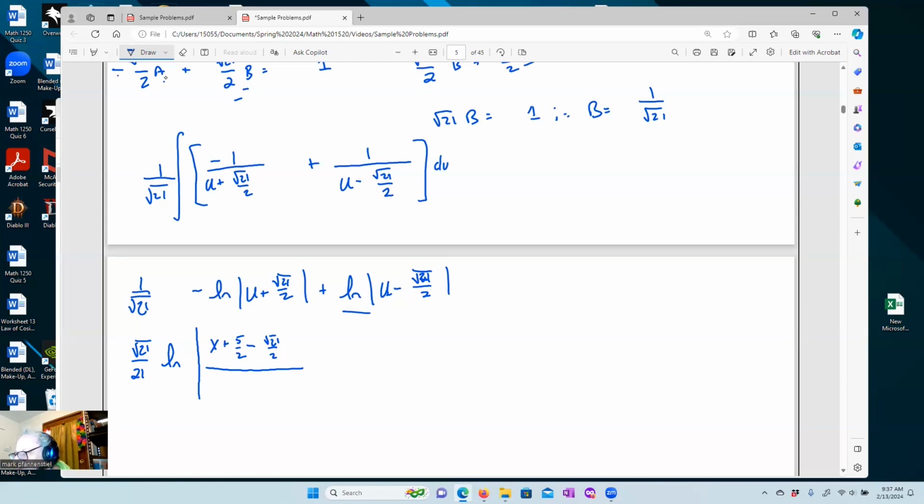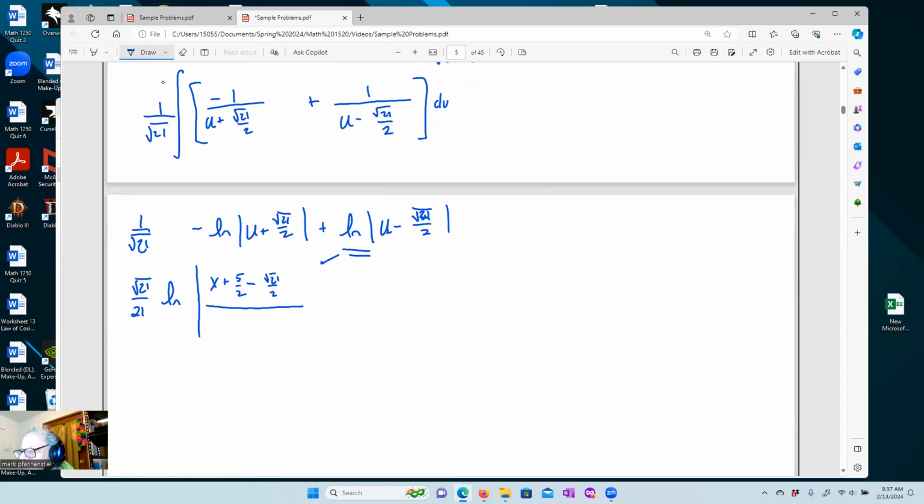We're picking this one. This guy right here is coming in my top. And then my bottom, because of this negative sign, we're going to say this is going to be x plus 5 over 2, and we have our plus square root of 21 over 2, and that plus our C.